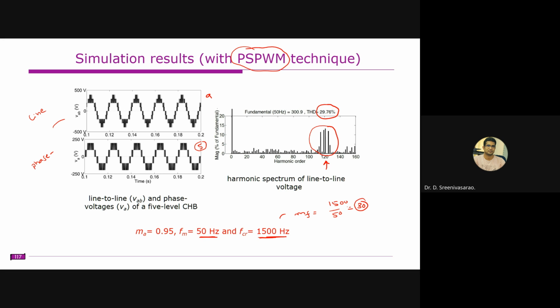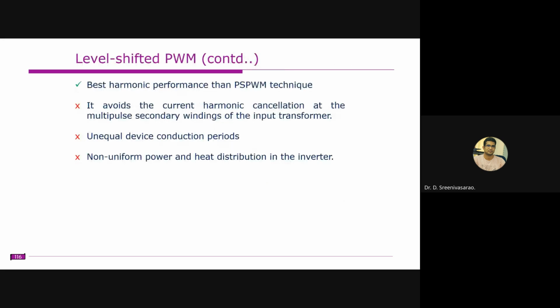The sideband harmonics are centered around this 120. So how is this 120 achieved, or how is it happening? If you have an M-level inverter in the case of the phase shift PWM technique, as we discussed, each switch is operating at a fixed frequency of FCR.